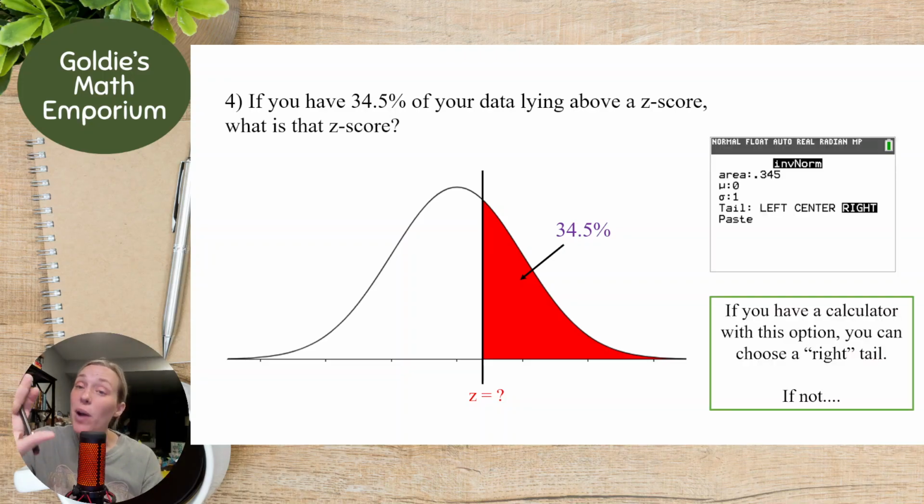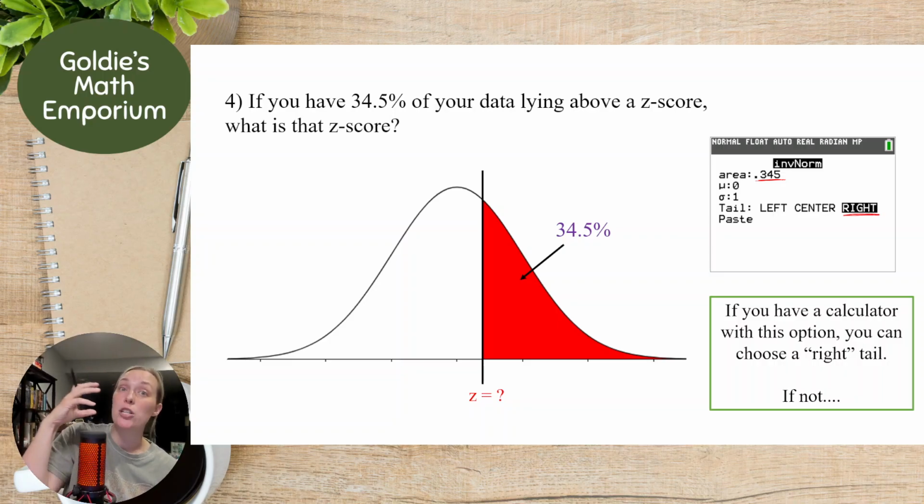Okay. Now, if you have a calculator with a screen like this, you could put in 0.345. Again, it always has to be a decimal. Mean 0, standard deviation 1, and then you can click the tail to the right, because now we have our shaded region to the right of our normal distribution, okay? So you can do that, and if you press paste, you'll get your z-score right away, okay?